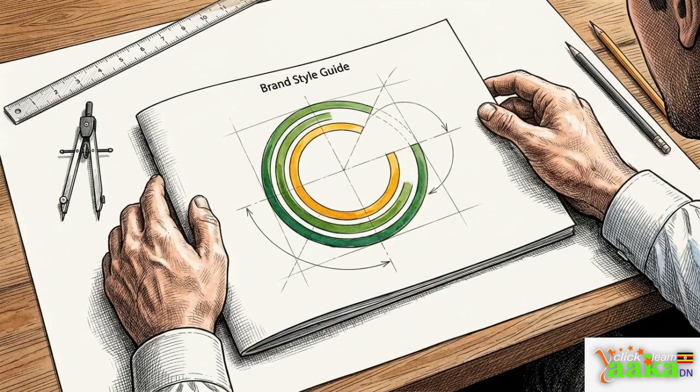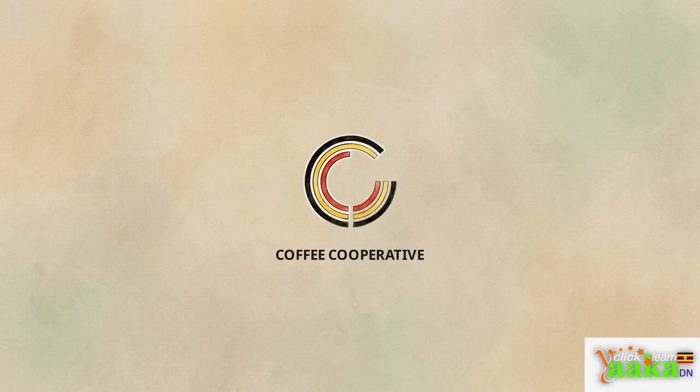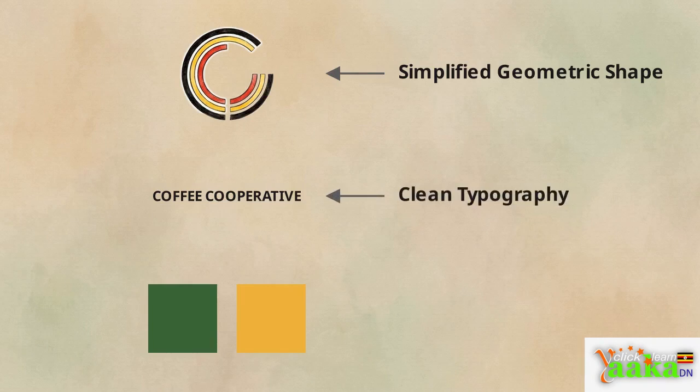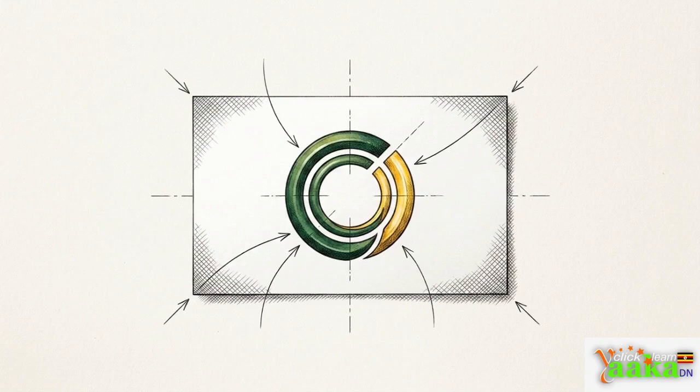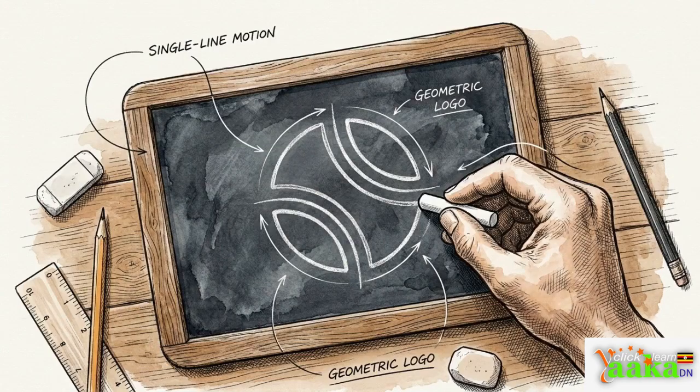Here is the finalized logo applied in the real world. It works just as clearly stamped onto a rough burlap coffee sack as it does glowing on a sleek, modern storefront. This diagram shows the anatomy of our successful logo. It breaks down into 3 distinct layers: the simplified geometric shape, the clean typography for the business name, and the strategic 2-color palette. The ultimate test of a great brand identity is balance. It perfectly integrates shape, font, and color into a cohesive unit, one so simple that a consumer could easily draw it from memory.